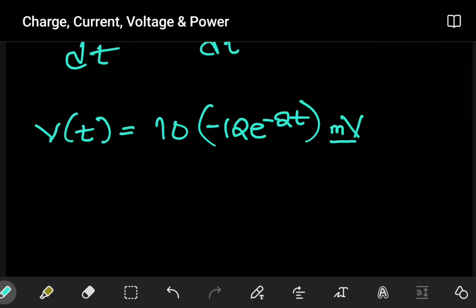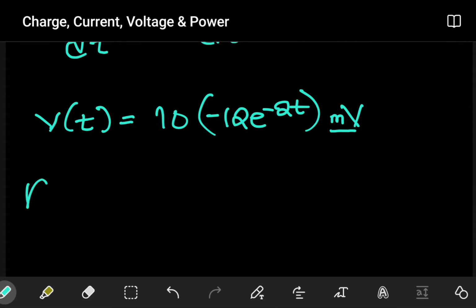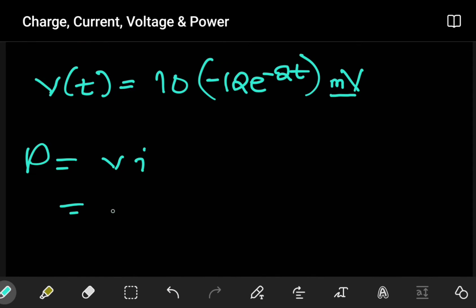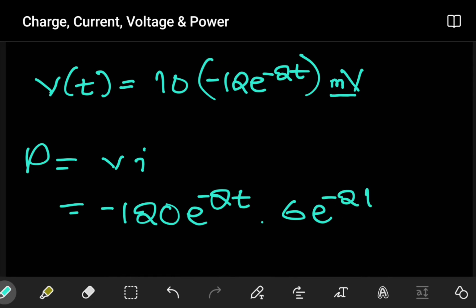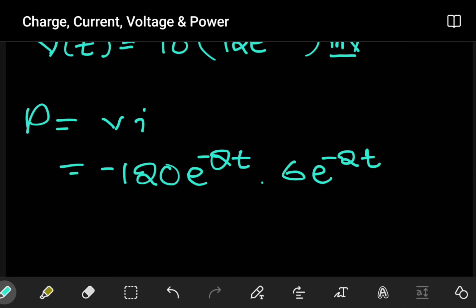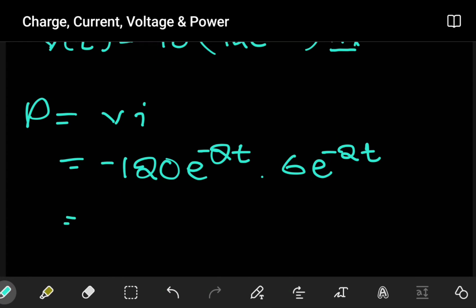So the next part is, how do we take advantage of this? Well, we go back to the expression of power. Power is voltage times current. So for voltage, we have 10, and of course, we'll multiply the 10 with the 12 there. So you get minus 120 e to the power minus 2t. So this is all just voltage. And then from current, remember, current was 6 e to the power minus 2t. So of course, the 6 and the 120 will multiply. And once we multiply here, we're going to get negative 720 and then e.